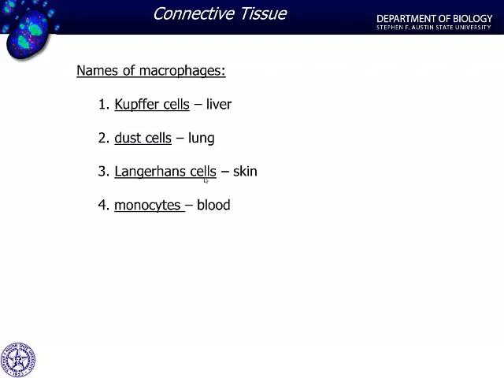Now, depending on the location, we call macrophages other things. We already mentioned in the bloodstream, we call them monocytes. Well, in the liver, macrophages are Kupffer cells. In the lung, they're referred to as dust cells, and in the skin, we refer to them as Langerhans cells. Regardless of the location, regardless of the name, the function of these cells is still the same. That's what we've gone over for our generic resident macrophages.